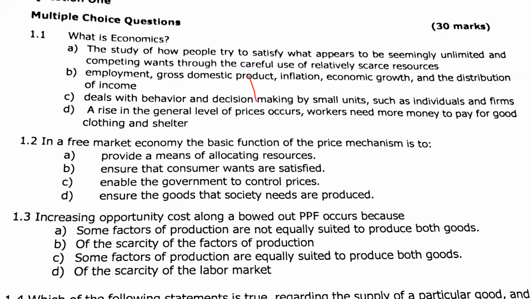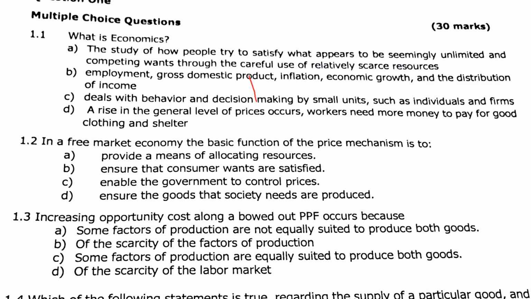Okay, so ensure that the consumer wants are satisfied. Is it possible to satisfy the consumer wants? No, it's not. So the price mechanism is used to provide the means of allocating resources. Without price, it would be difficult to allocate the resources. But when we put in price, it will help us distribute the scarce resources among unlimited wants. Is that fair? Fair enough, sir.